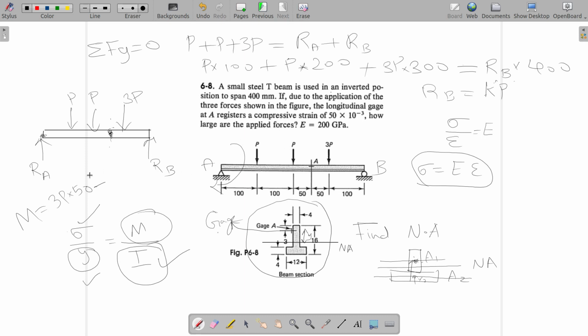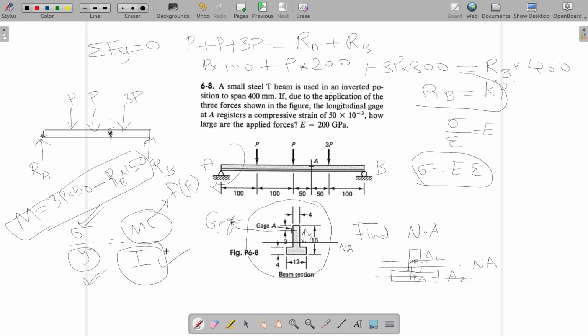So we don't need to worry about the direction. So 3P multiplied by 50 minus Rb, which you have calculated here, which is now some multiple of P, so Rb multiplied by 100 plus 50, 150. So this will be the value of M. So you will get the value of M as a function of P, and everything else we already know.